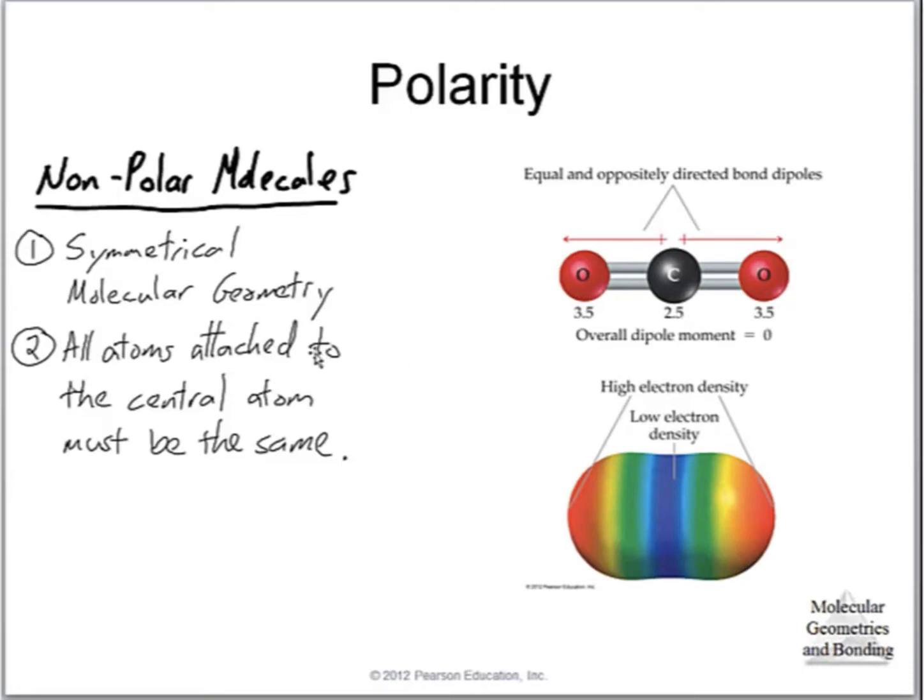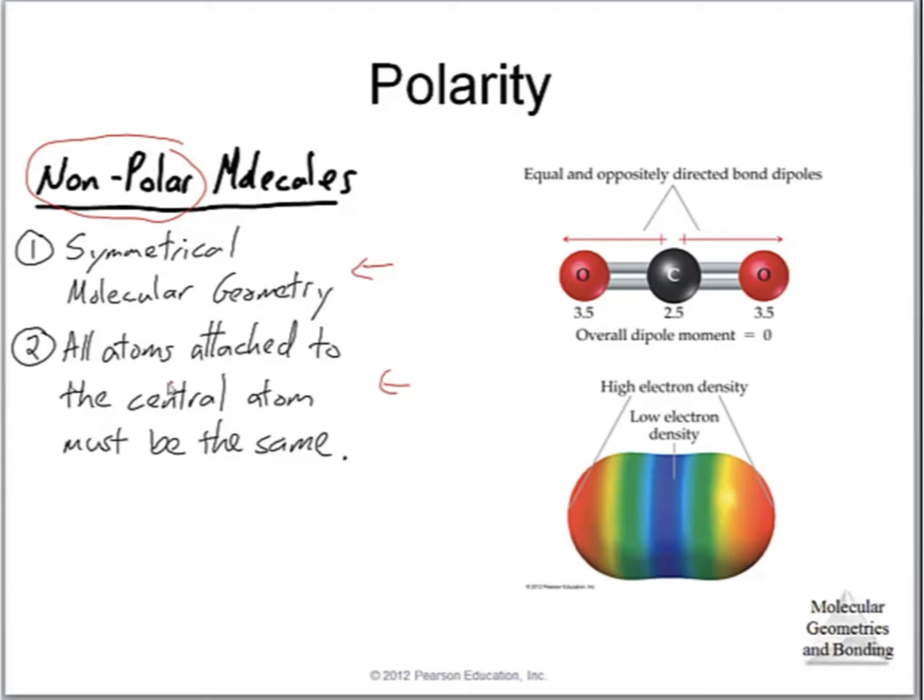And then the other thing that has to take place if we're talking about a nonpolar molecule, and again, these two rules here are just for nonpolar molecules, and if it meets these two rules, then it's nonpolar. If either one of these rules is violated, then it's a polar molecule. So there's sort of a clear line in the sand, if you will. If one of the rules is violated, then it's polar.